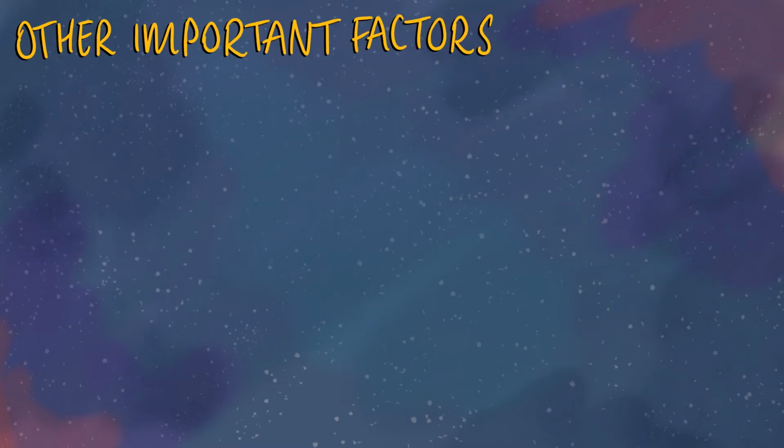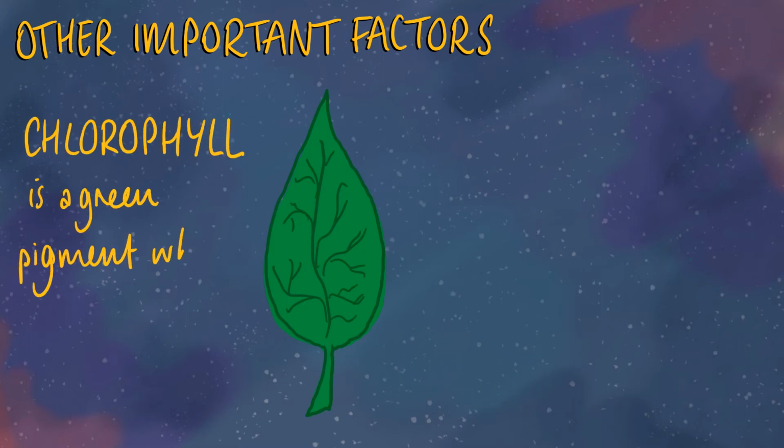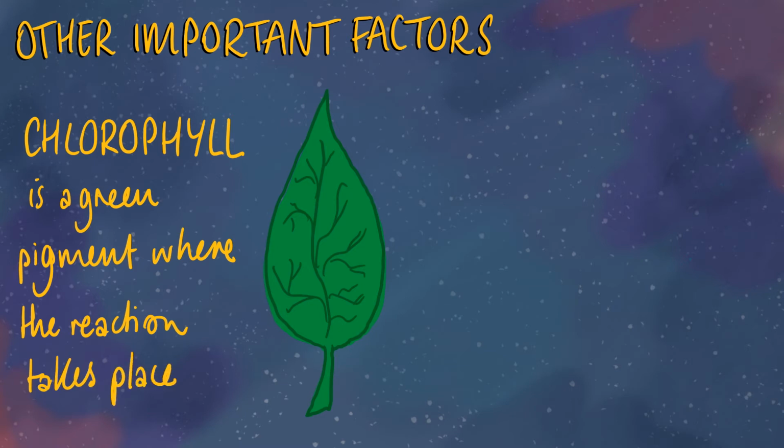Right, other important factors. So another important factor that you need for photosynthesis is chlorophyll. So chlorophyll is a green pigment where the reaction takes place. So it only happens in the green parts of the plant. You might have seen some leaves in your garden where they're all white around the outside and only green in the middle. Photosynthesis only takes place in the green part, not in the white parts.